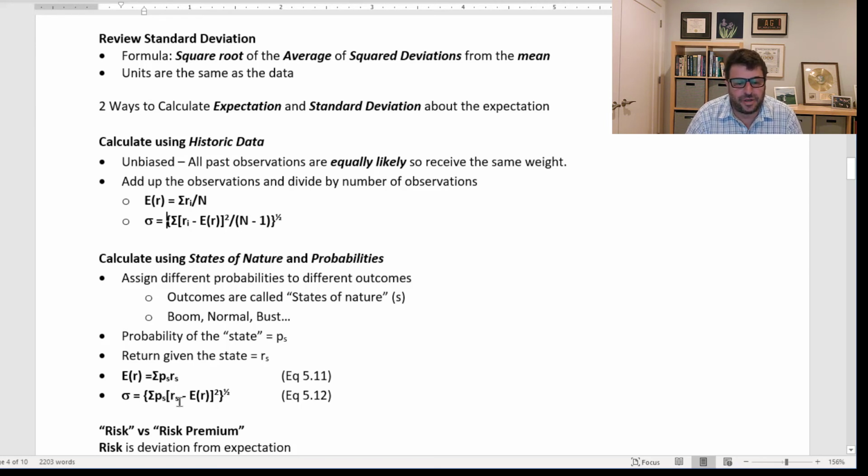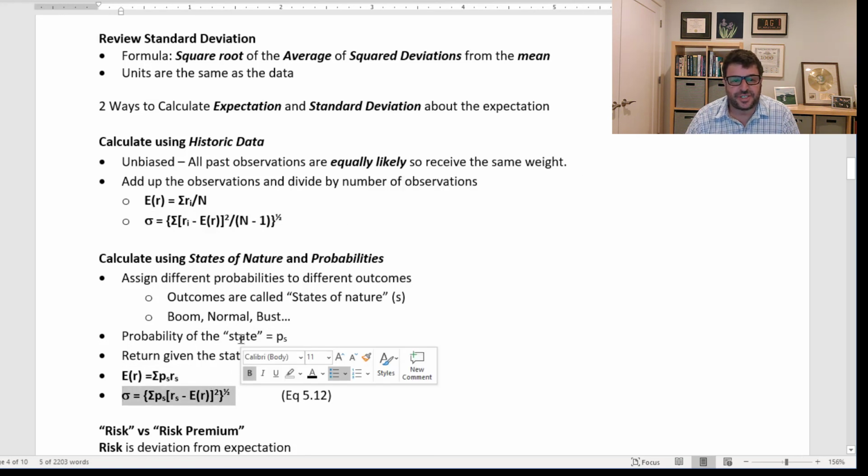And similarly, I calculate a standard deviation using each return given the state minus the expected return, times the probability of that happening. I square that, I sum those up, I take that to the 1/2 to get the standard deviation. We will do this with some data to see what the differences are and to see what the different outcomes are. But essentially, I have two different ways to compute the expected return, and I have two ways to calculate a deviation about that expectation.